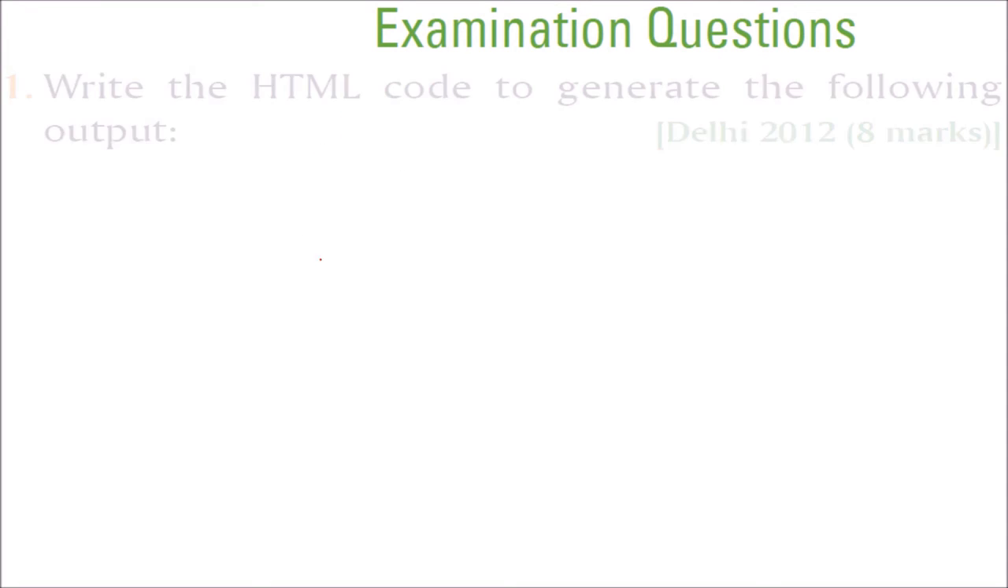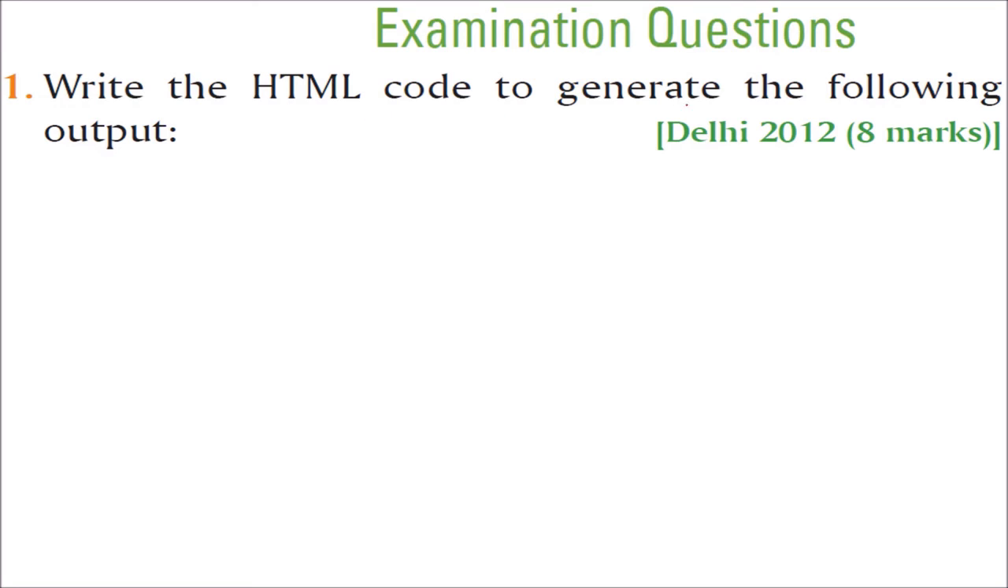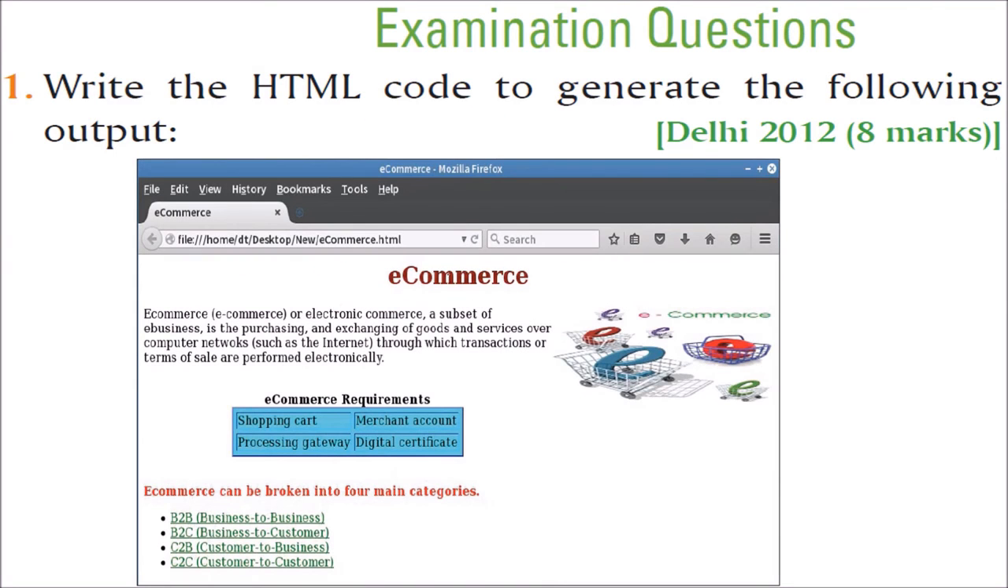Let us see some examination questions on HTML, specifically the table and the image. First is, write the HTML code to generate the following output. So you have to generate this output. We have a title, e-commerce. We have here in maroon some content, e-commerce. Then this is the paragraph, left align. This is the image, right align.